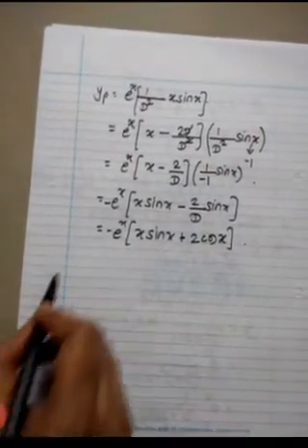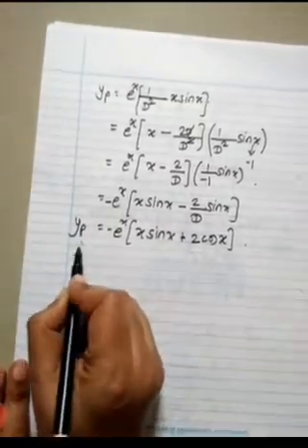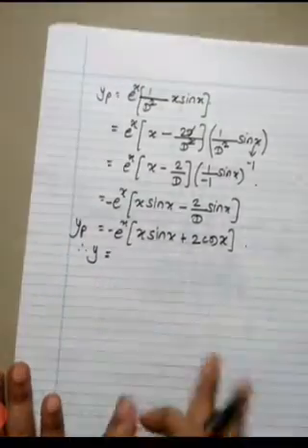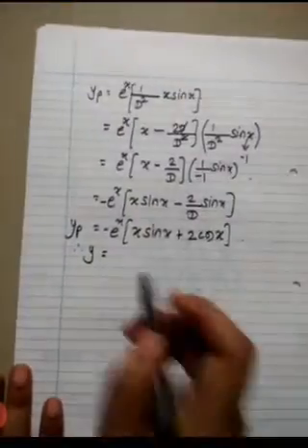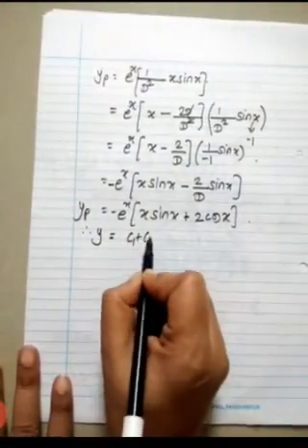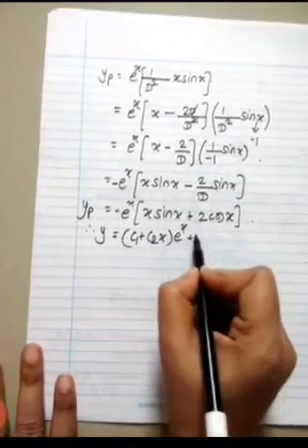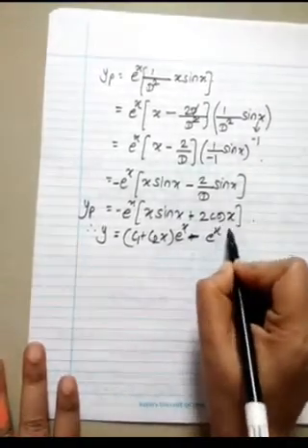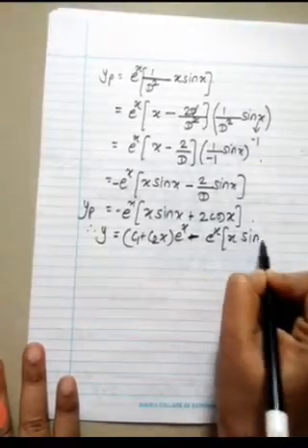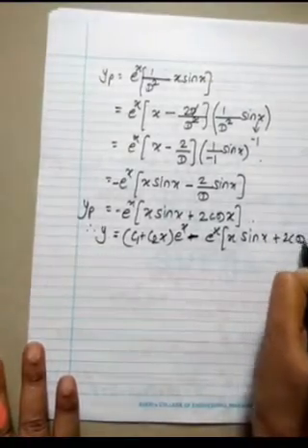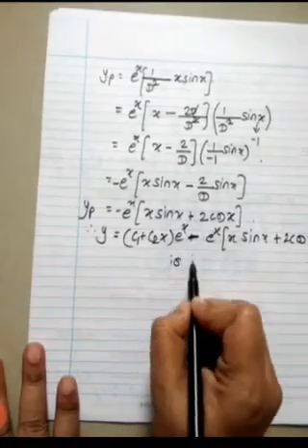yp. Therefore, the general solution is y is equal to yc, that is (c1 plus c2 x) into e raised to x, plus yp, minus e raised to x (sin x plus 2 cos x). This is the general solution.